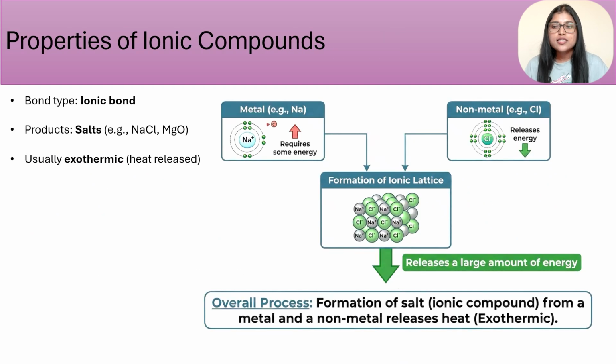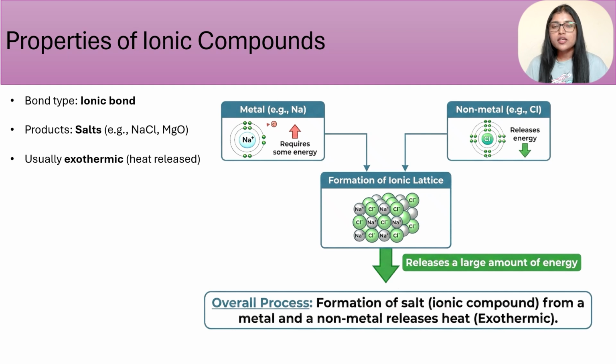Now let's take a look at some properties of these ionic compounds. As we discussed, the bond that is formed is an ionic bond, and the products are called salts, like calcium chloride, magnesium chloride, sodium chloride and so on. And the reaction is usually exothermic, that is, a lot of heat is released. Let us look at why this much heat is released.